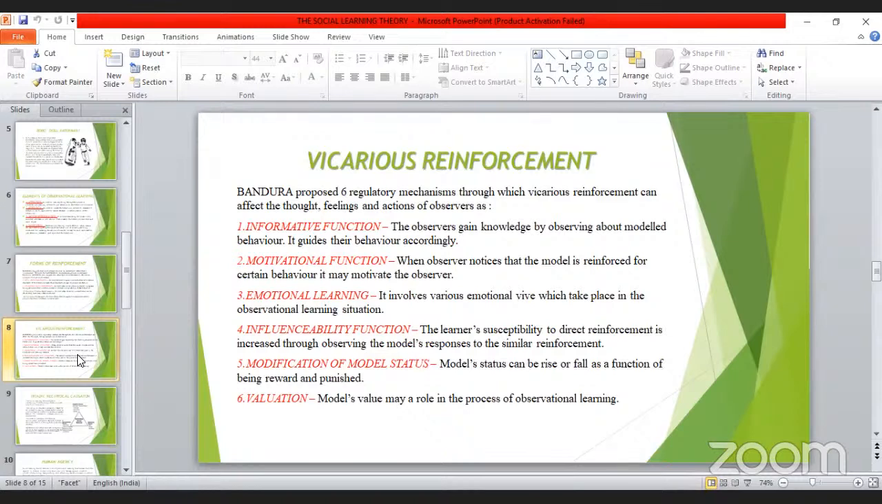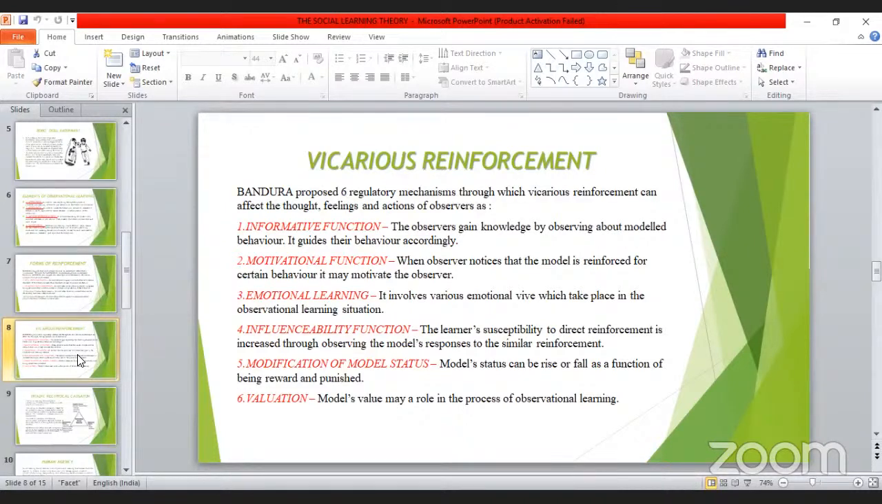So the observer needs to get knowledge of every aspect of the behavior. You have to get every piece of information about the behavior, so that it will guide you to behave in that manner. So you have to collect the information about the particular behavior that is performed by the model.